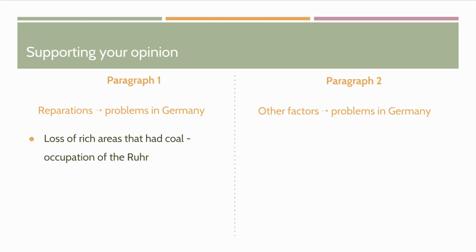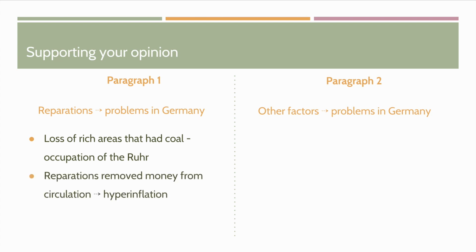One of the big problems is that reparations took away rich areas that had coal, and this forced the French to occupy some of the areas that had coal. Because their coal was being taken away, this made it difficult for them to pay reparations. So, in other words, Germany had to pay these large amounts of reparations, and at the same time, the conditions of the war took away the rich areas in which the money would have come from. It was sort of a double whammy problem for Germany after the First World War.